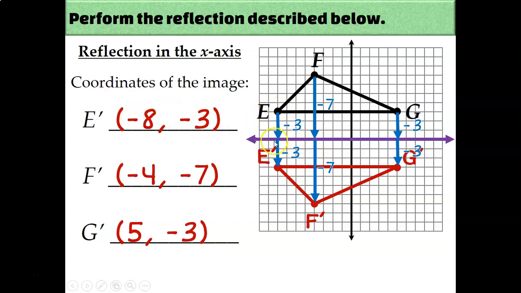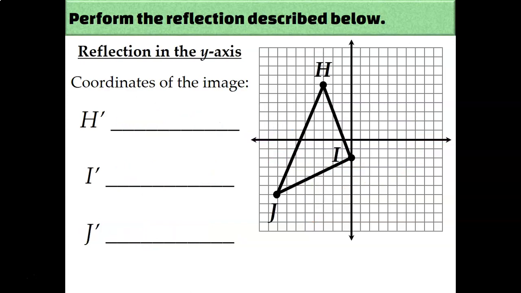For both of them, I went to the left 8, but to get to E, I went up 3. To get to E prime, I went down 3. And the same could be said about F and F prime and G and G prime. So that's an alternative way of finding the coordinates of the image: instead of counting from each point to the line of reflection, you can just change the sign of either x or y depending on which axis you're reflecting in. Let's try another one.